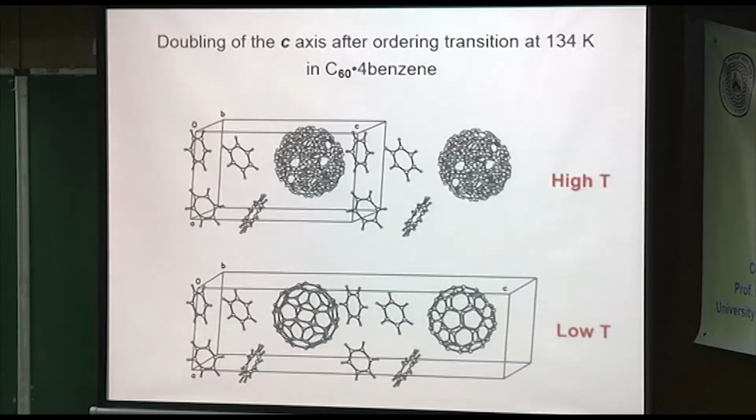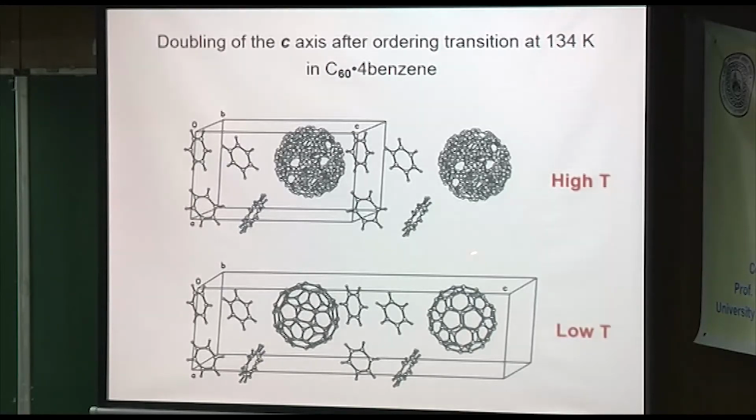However, if you raise the temperature, it becomes really awful. There are at least 4 different orientations of the fullerene. I just wrote high T, but I think that's probably just a little bit above that other temperature, like 120 or 180 degrees. And here you see the disorder in that benzene also.